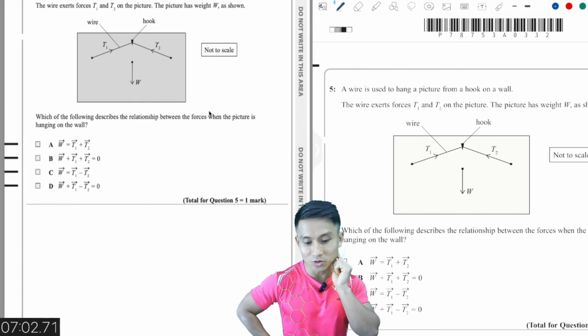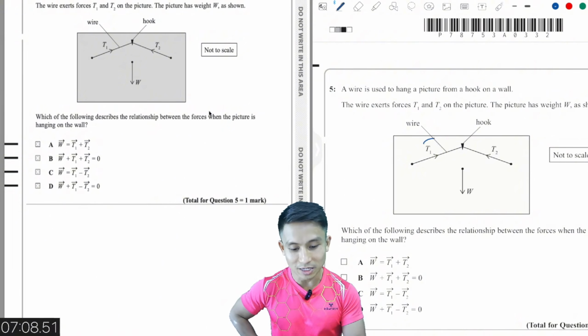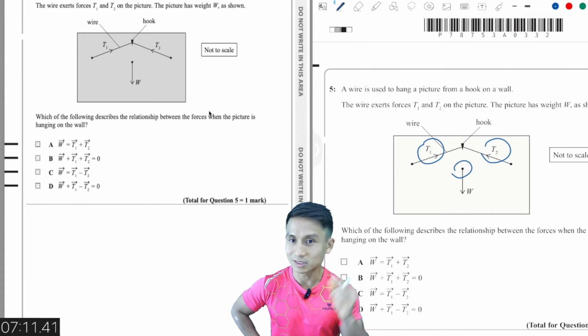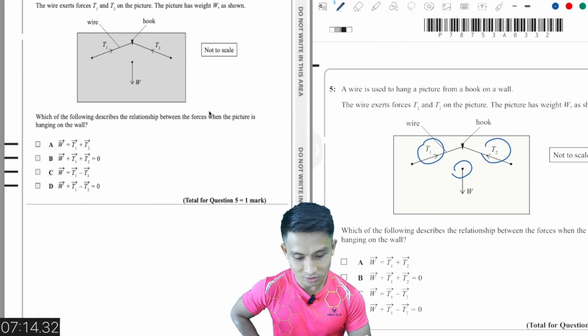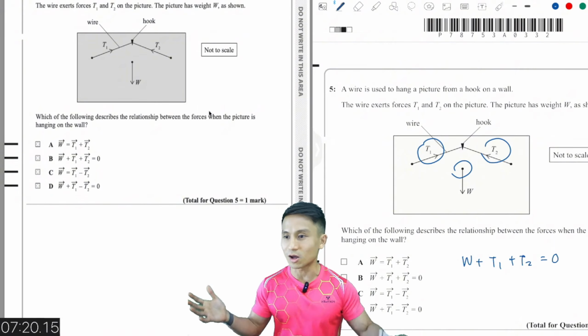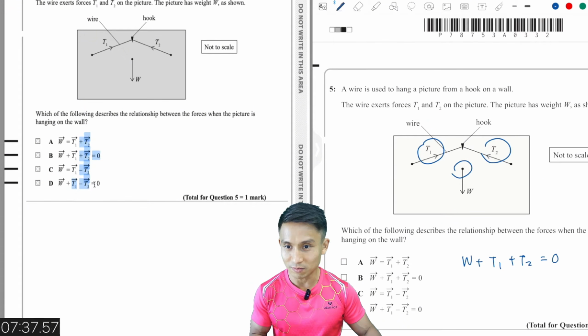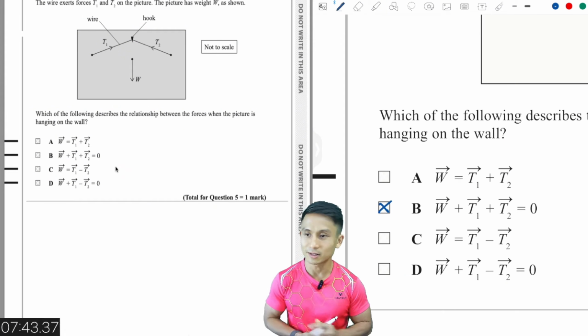So, tensions T1, T2 act on the picture. W also acts on the picture. So that means these forces on the picture must add up to 0. Okay, so W plus T1 plus T2 should be 0. Now we just look at the options here, which one matches this equation. So I can rearrange the equation. Well, B is already the right one, but let's check the other ones anyway, just in case. If I move T1 and T2 to the other side, I wouldn't get a positive T1 here. That would be wrong. This one wouldn't be right because it contradicts B anyway, so we're going to go for B. Okay, that would be my answer there.